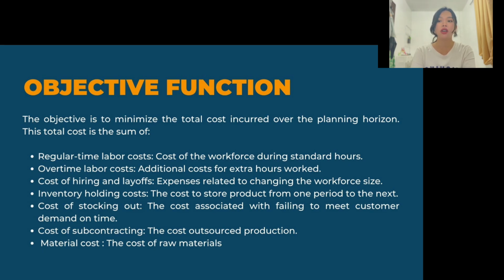It is the cost to store product from one period to the next period. And next, we have the cost of stocking out. It is the cost associated with failing to meet customer demand on time. And then we have here the cost of subcontracting. It is the cost for outsourced production. And then lastly, we have the material cost, which is the cost of raw materials.